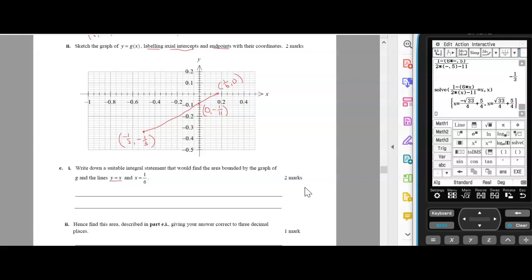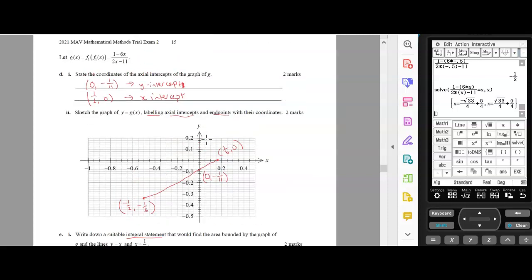Okay, so when we're doing our integral, we only have to do an integral statement. We don't have to solve it. So our lower limit is going to be -√33/4 + 5/4, or you could put them all as one fraction if you like. And then our upper limit is going to be 1/6, okay, because we've got a vertical line at x equals 1/6. And then your function, which is just g(x).